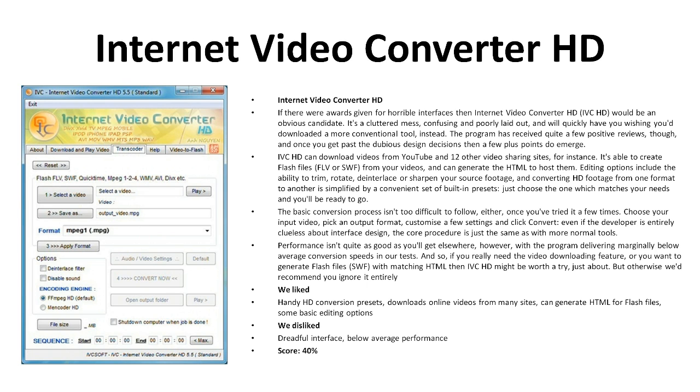Editing options include the ability to trim, rotate, deinterlace or sharpen your source footage, and converting HD footage from one format to another is simplified by a convenient set of built-in presets. Just choose the one which matches your needs and you'll be ready to go. The basic conversion process isn't too difficult to follow, either, once you've tried it a few times. Choose your input video, pick an output format, customize a few settings and click Convert.